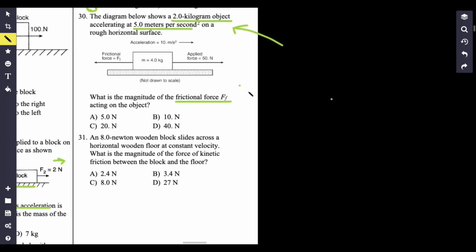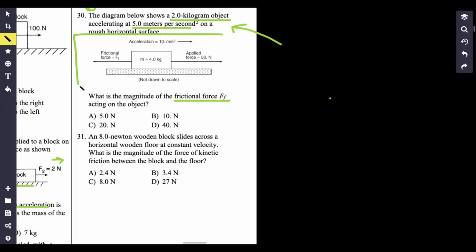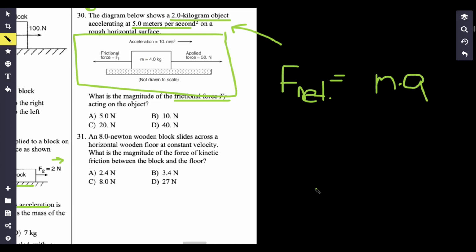But let's say we're sticking to what's here on the diagram, right? So you have an acceleration of 10 meters per second squared, and your applied force is 50 newtons, and you have some frictional force with a mass. Now you know that the net force is equal to mass times acceleration. The net force is comprised of the force of friction and your applied force, which is 50 newtons.